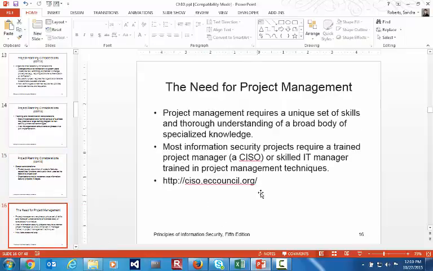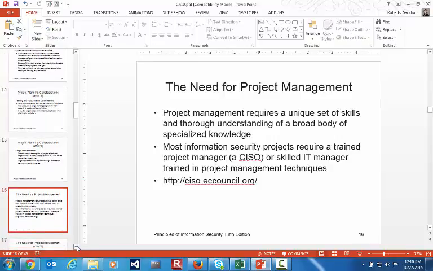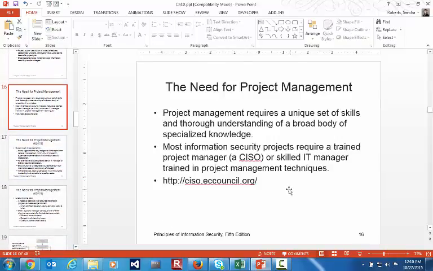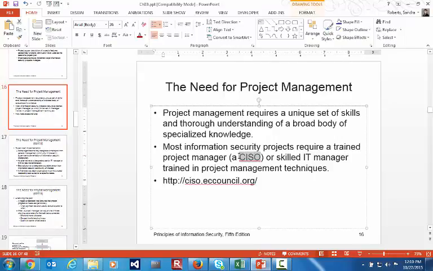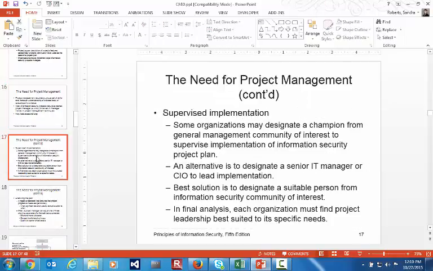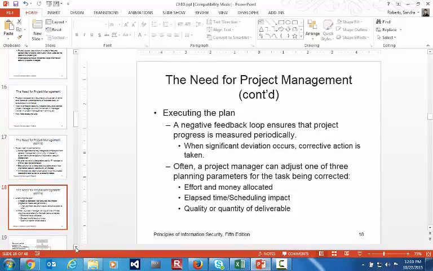The need for project management, and I did put that there. That is a Chief Information Security Officer, and if you look that up on the EC Council, you'll see that more, and especially in large organizations, you're going to see people certified in that. Okay, the need for it, executing it.